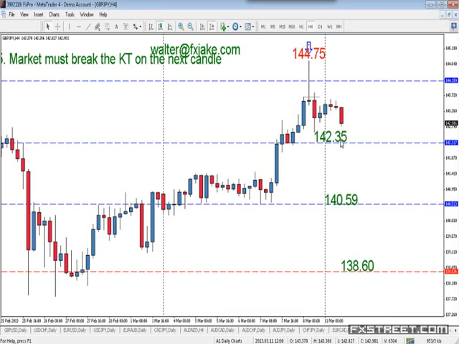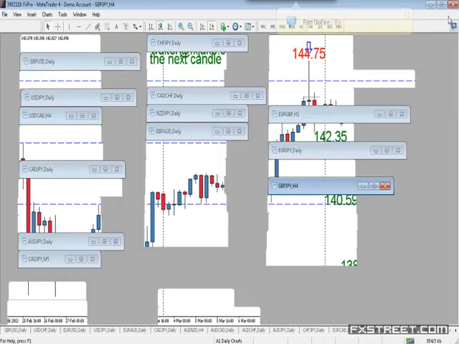Once the market hits 142.35, I won't have a problem moving my stop loss to break even and then shooting for 140.59, because we don't know if it's going to go to 140.59 or not.